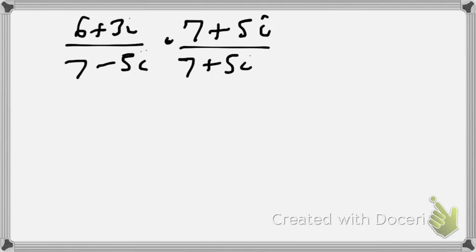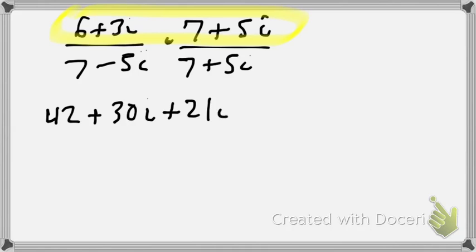Okay, so now we just have to multiply the top and multiply the bottom. So we're going to have to FOIL twice now. So let's look at this part first. 6 times 7, that's going to give us 42, the first. 6 and 5i, that's going to give us 30i. That's the outers. The inners, 3i and 7, that's a positive 21i. And then the last, 3i and 5i, that's 15i squared.